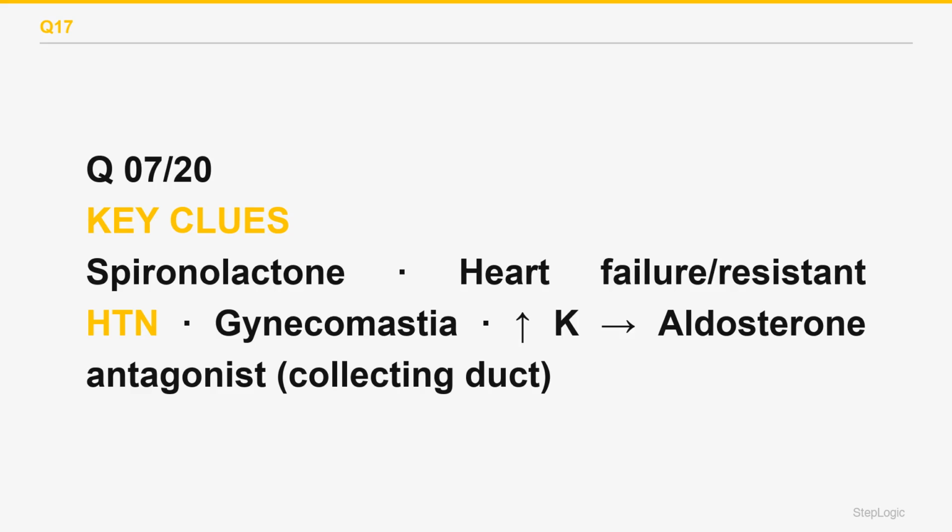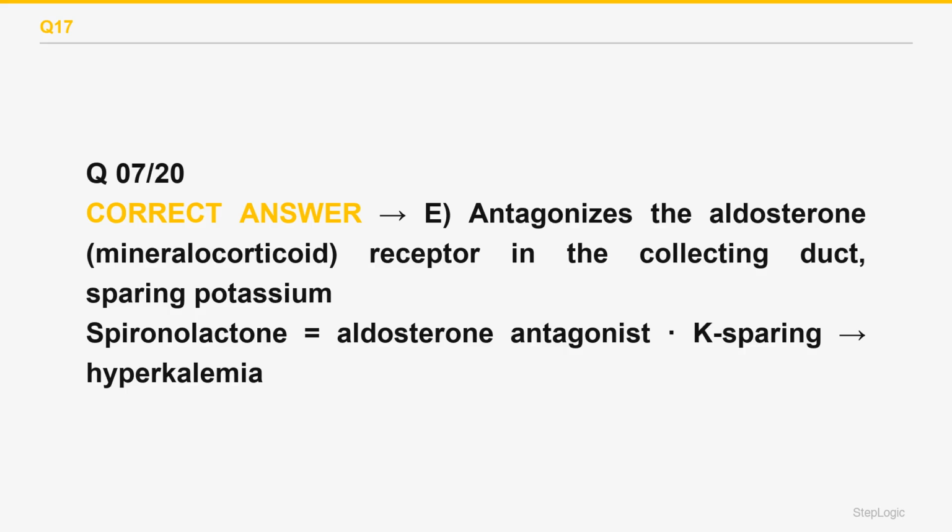Spironolactone is a potassium-sparing diuretic that works as a competitive antagonist of the aldosterone mineralocorticoid receptor in the principal cells of the collecting duct. Aldosterone normally promotes sodium reabsorption through ENaC and potassium and hydrogen secretion. By blocking the aldosterone receptor, spironolactone causes mild sodium and water loss while retaining potassium, hence potassium sparing, which is why it can cause hyperkalemia. It is used in heart failure, where it has a mortality benefit, resistant hypertension, hyperaldosteronism, and cirrhotic ascites. The correct answer is E.